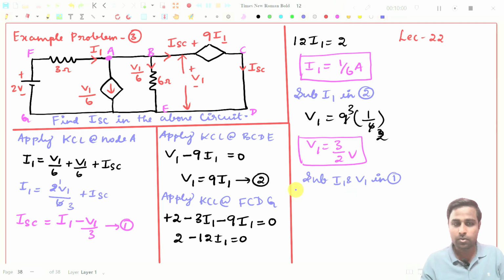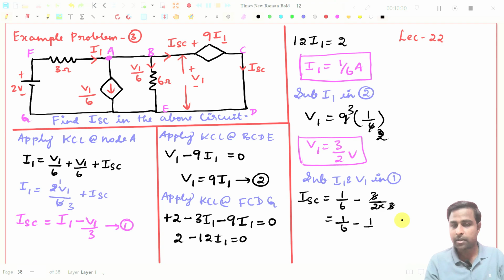So you see, I will substitute. ISE should be equal to, what is I1? 1 by 6 minus, what is V1? That is 3 divided by 2, 3 by 2 into 3. This 3 is already there. So 3 by 2 is there. So if you cancel these two, that will be 1 by 6 minus 1 by 2.